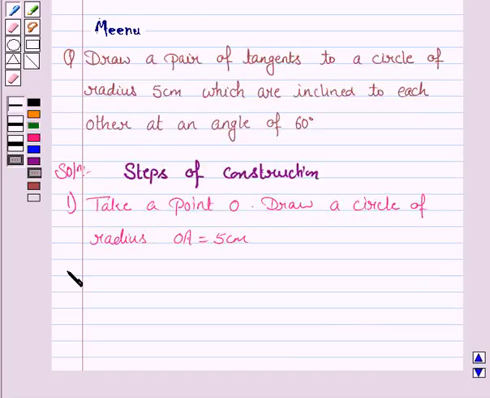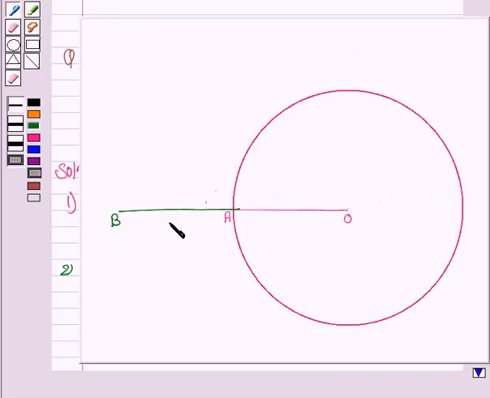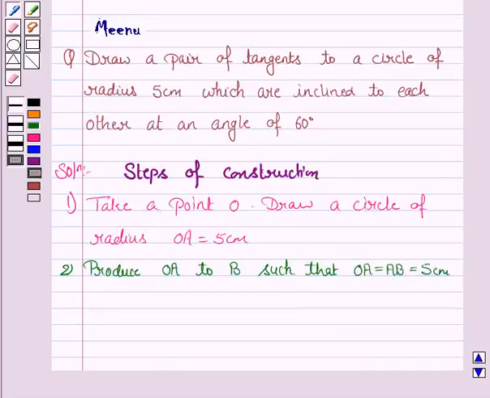Now the next step is to produce OA to B such that OA equal to AB equal to 5 cm. So we have produced OA to B where AB is 5 cm, which is equal to OA, that is 5 cm.